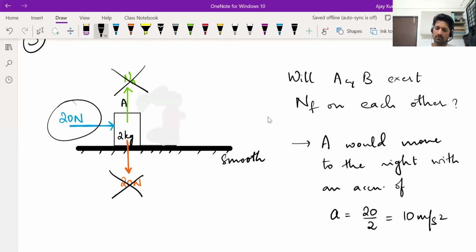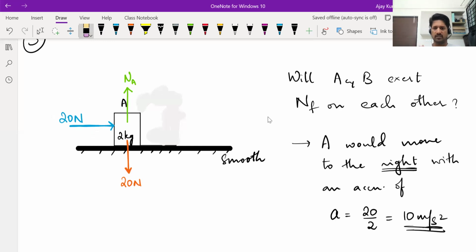So the block A, had it been alone, would have accelerated at a rate of 10 meter per second square to the right. Hope this is clear to all of you. We are just trying to find out if there will be a normal force between them or not. So for that, I first visualized what will happen to A in the absence of B. It would accelerate to the right at a rate of 10 meter per second square.